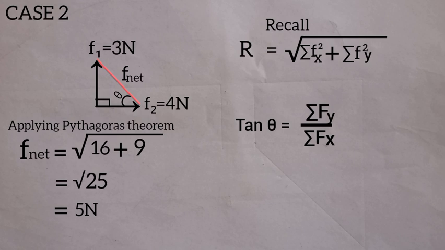So now, two important formulas you need to know. The first one is the resultant force, which is the square root of the summation of Fx all squared plus the summation of Fy all squared. You should know this. The other one is tan theta equals the summation of Fy over the summation of Fx. These are the two important formulas. So this is case 2.